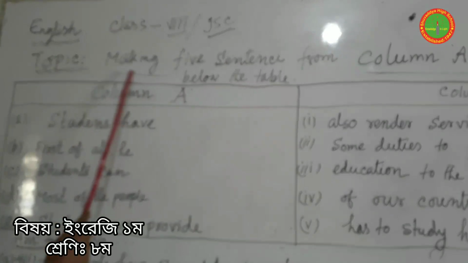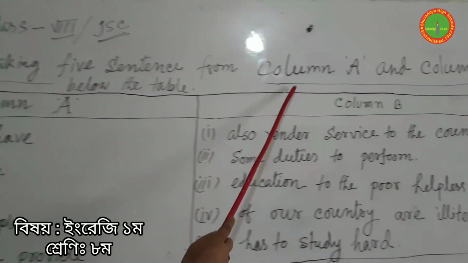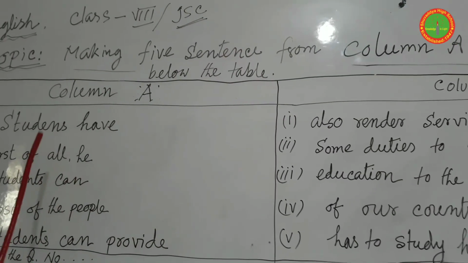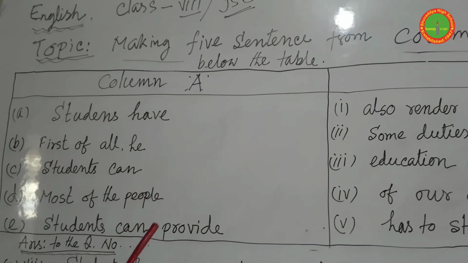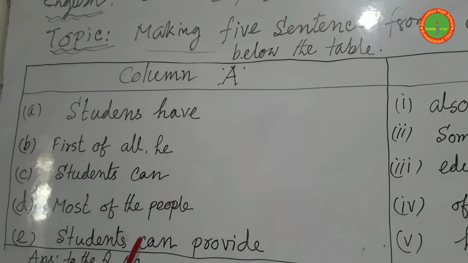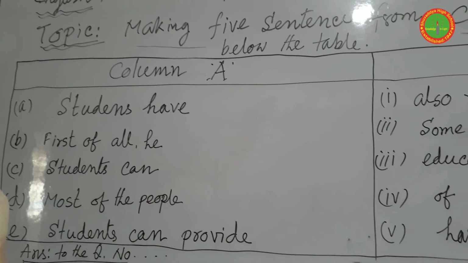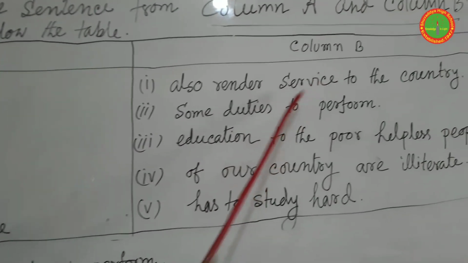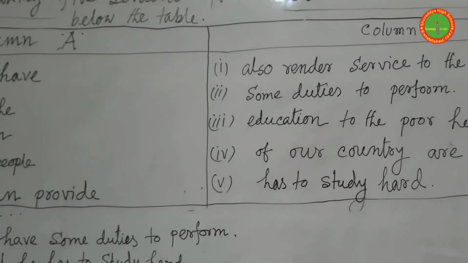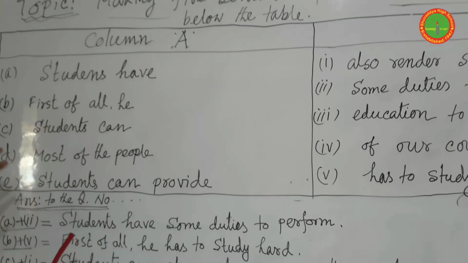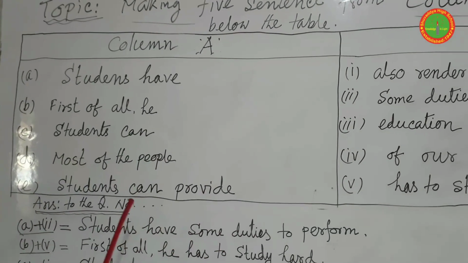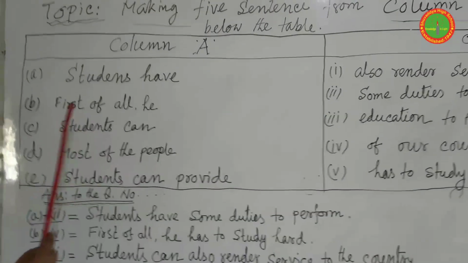Today's topic is making 5 sentences from column A and column B in the table below. Firstly, we observe and read column A's sentences. Secondly, we read column B's sentences, and we try to realize how we can make sentences. Now we read.